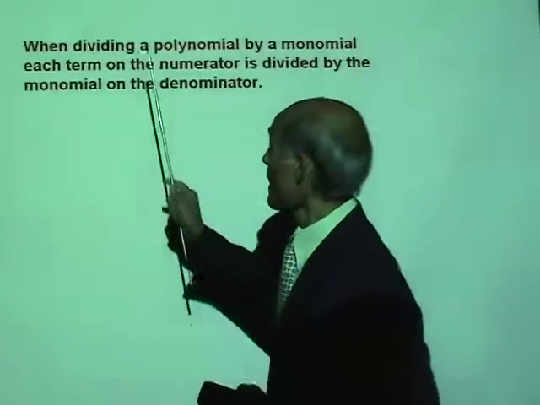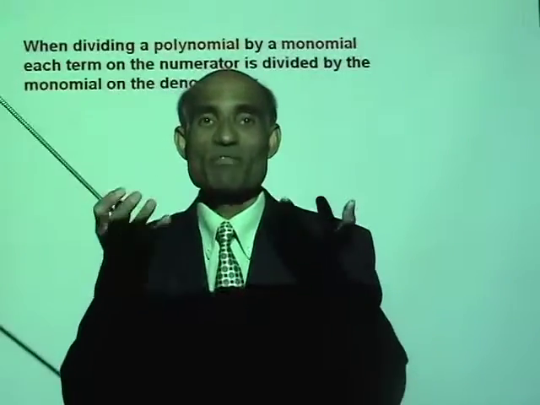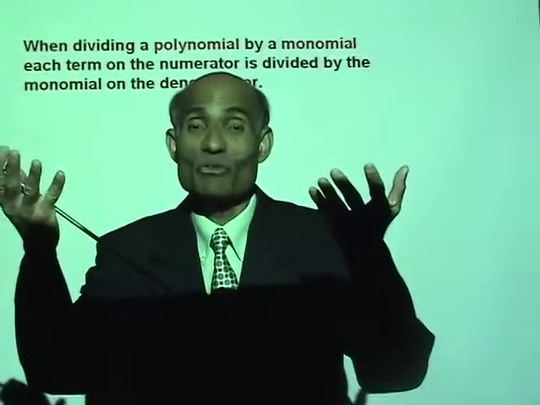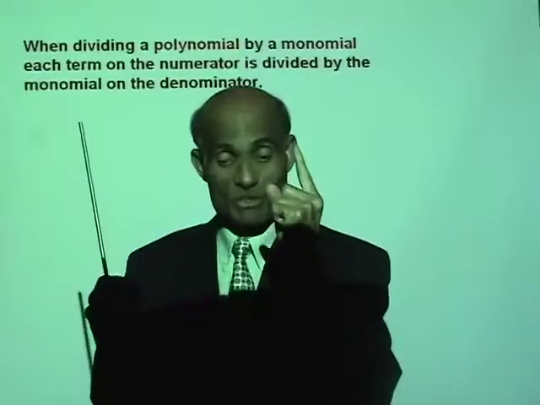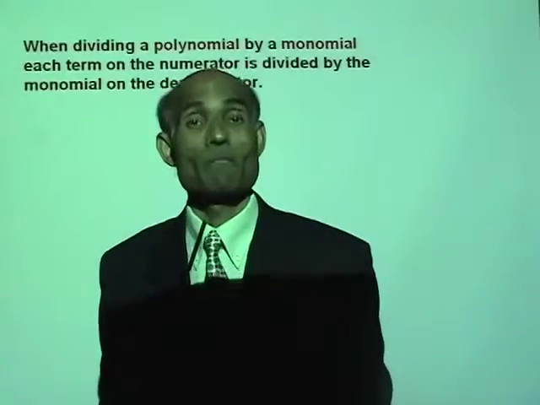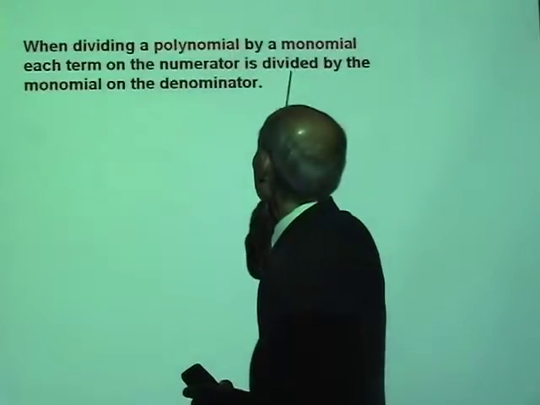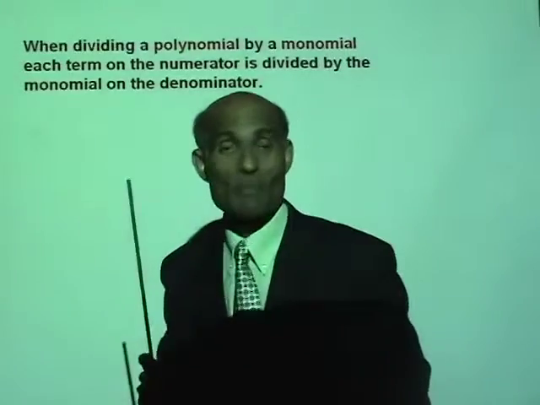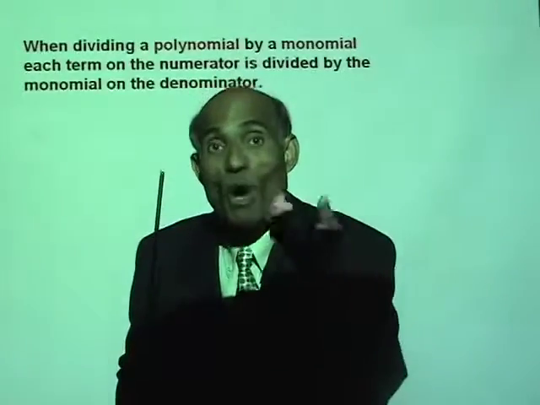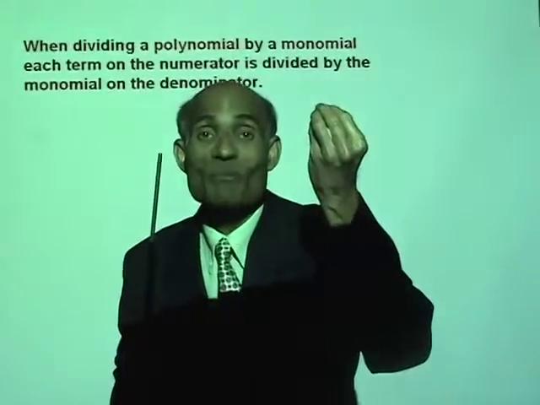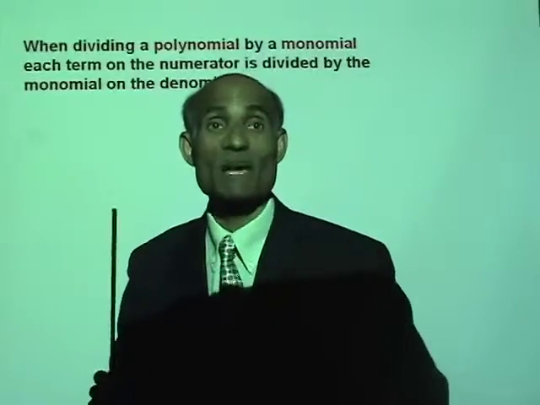Okay, now when dividing a polynomial by a monomial, in other words, if I have a polynomial of many terms and I want to divide it by a monomial, a polynomial of just one term, then what do we do? Well, each term on the numerator is divided by the monomial on the denominator. When a polynomial is divided by a monomial, then each term of the polynomial is divided by the monomial. Alright, let me show you an example.